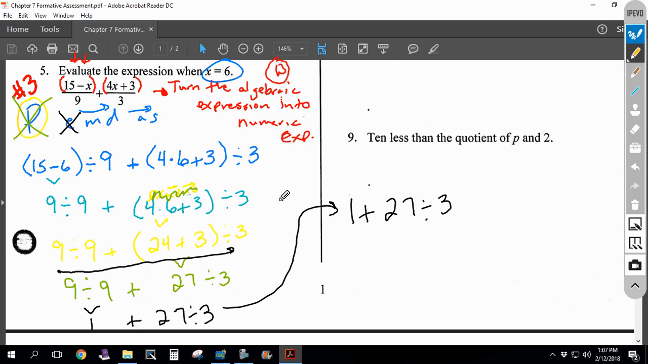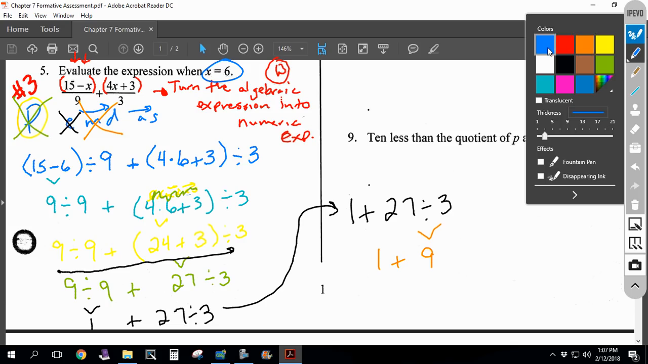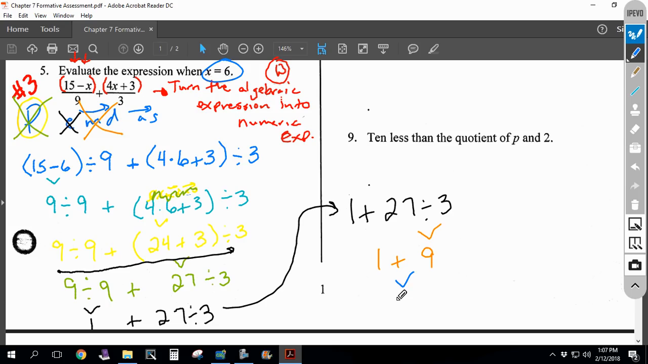Now I'm still on the multiplication or division step because it's still there. That's going to be 9. And then 1 plus 9. I'm finally done with the multiplication or division step. Now I will go on to just adding because there's only one step left. And there's where I get 10.